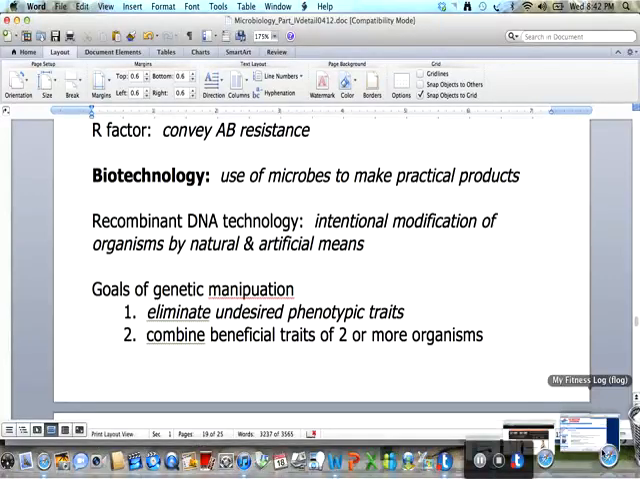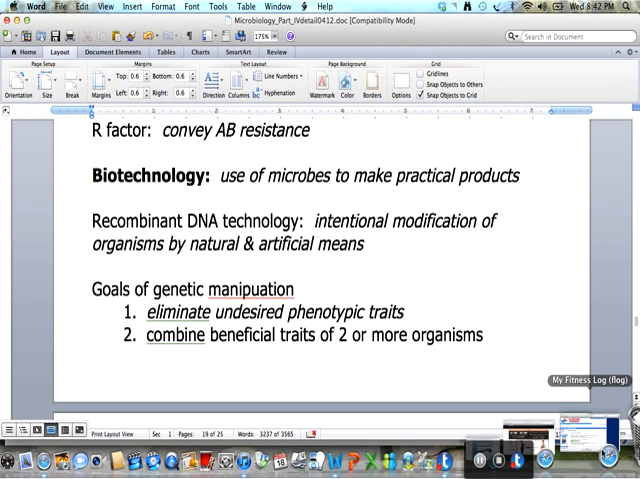This is the last part of the lecture for Unit 4. Biotechnology is the use of microbes to make practical products. Recombinant DNA technology is the intentional modification of an organism by natural or artificial means. There are a few goals of genetic manipulation.